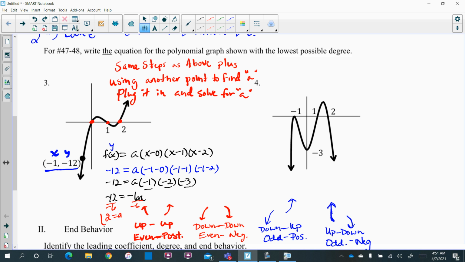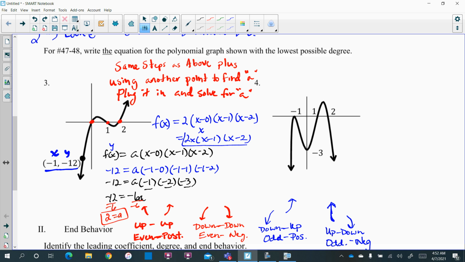I'm running out of room here. And so now all I have to do is plug this information back into our original equation. I'm just going to write that in blue up here. So our f of x equals 2, then parentheses x minus 0. And I'm going to simplify this a little bit more, because hopefully some of you saw this: if I do x minus 0, that's really just x, right? So what I have is 2x, parentheses x minus 1, x minus 2.